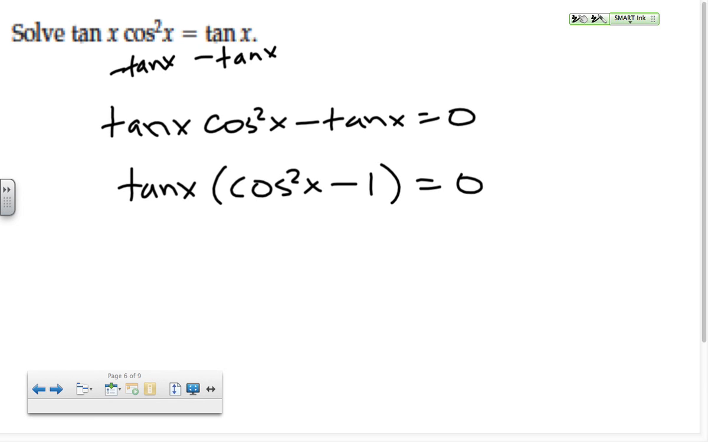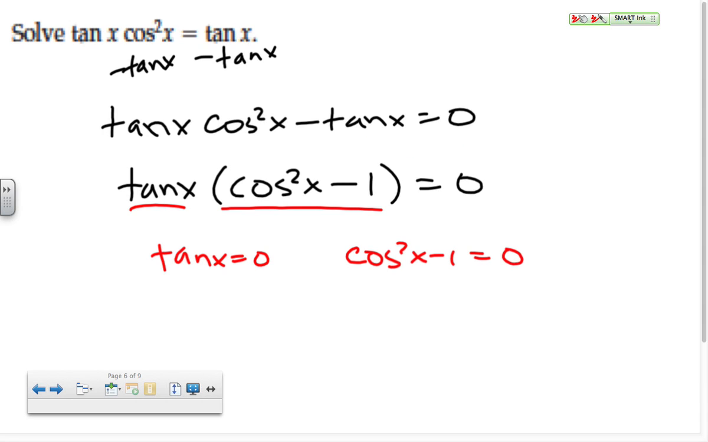Now, if you remember from factoring before, if I have 2 pieces like this, I can set them both equal to 0. Tan x equals 0. Cosine squared x minus 1 equals 0. I'm going to start with tan x. Now, we solve these as separate problems. In this case, we're going to end up with 3 x values.